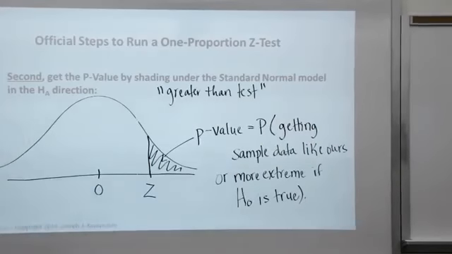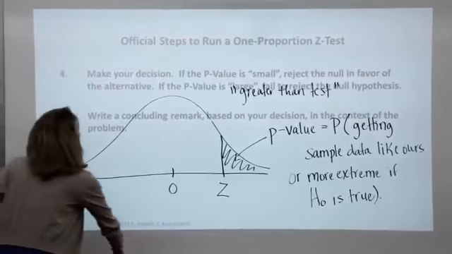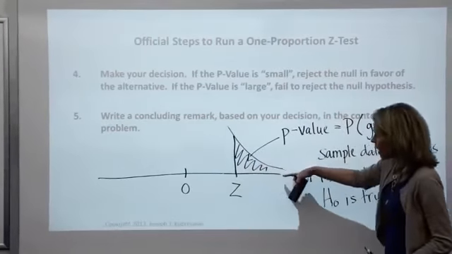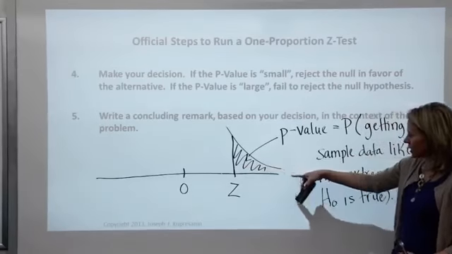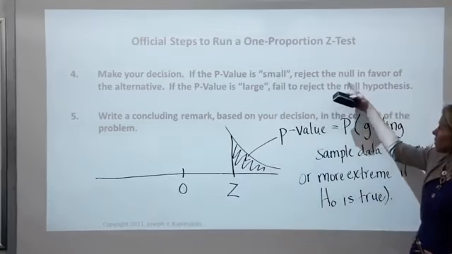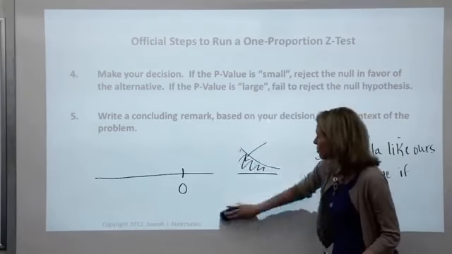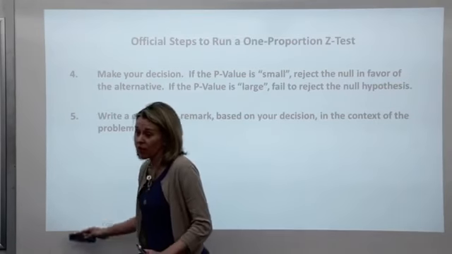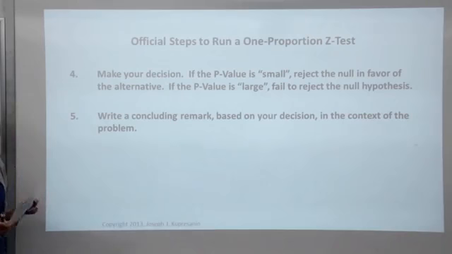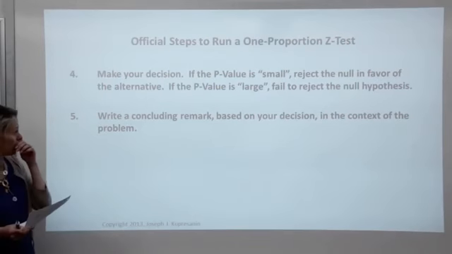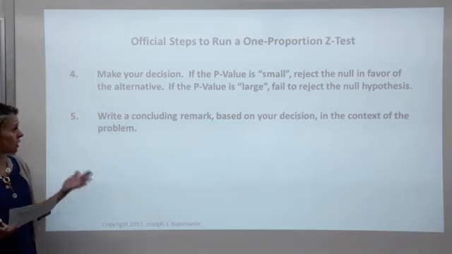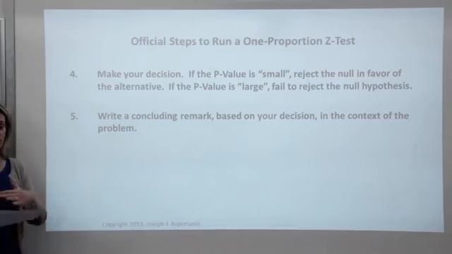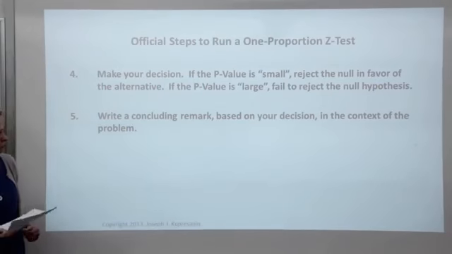All right, so the last two, kind of talked through. Make your decision: if your p-value is small, if this area here is small, we're not very likely to get that kind of data, then we reject the null hypothesis and find favor for the alternative. Whereas if your p-value is large, then we fail to reject. We keep the null hypothesis. We continue to believe that. And then the last thing we'll do, again, we'll write a concluding remark based on your decision in the context of the problem. Don't just simply end with we reject or fail to reject the null hypothesis.